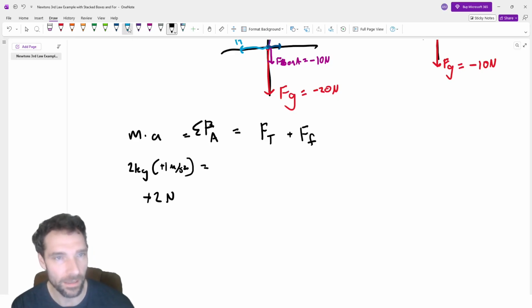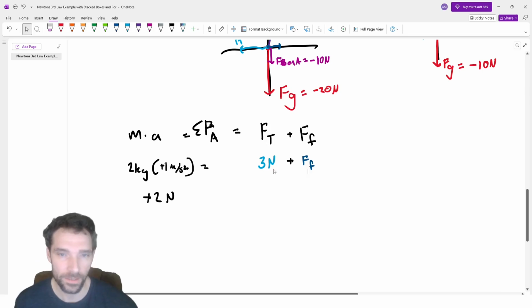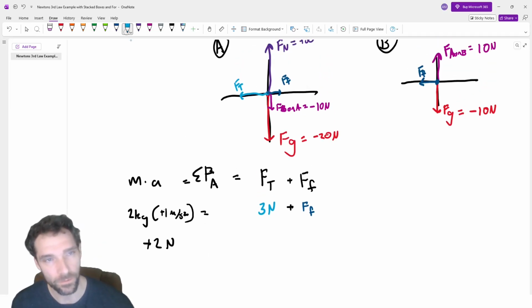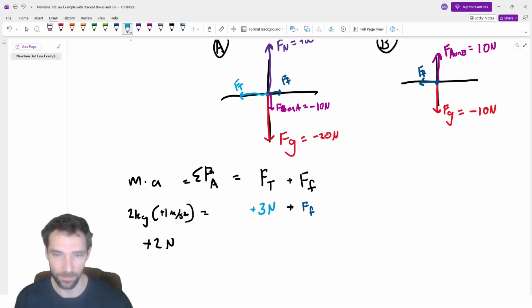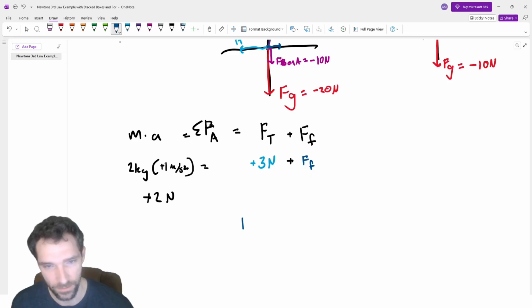In addition to that, we have this force of tension, which was 3 newtons. And then we have this force friction, which we can now solve for. So we've got 2 newtons total going to the left being a positive direction. We have the force of tension going to the left, that being a positive direction. And we can then solve for the force of the friction. So this friction right here now looks like it is -1 newtons.